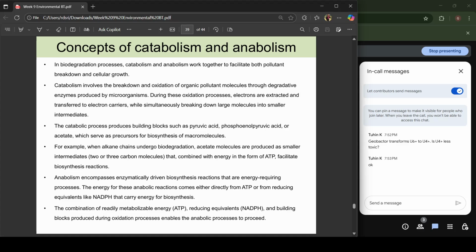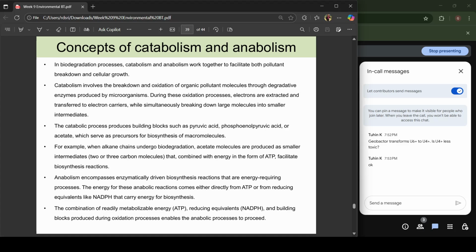So next comes the concept of catabolism and anabolism. Metabolism is a combination of both catabolism and anabolism, where catabolism involves breakdown and oxidation of organic pollutants, and anabolism encompasses biosynthesis reactions. So catabolism is breakdown, anabolism is building up. Both are opposite reactions.